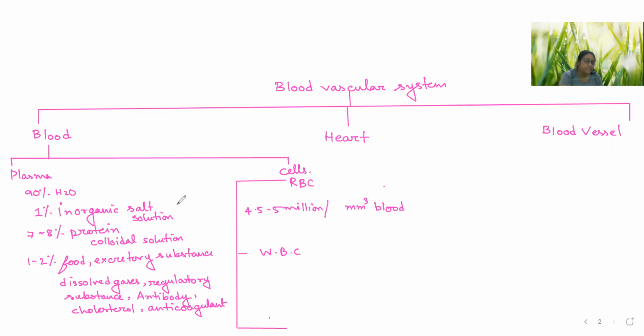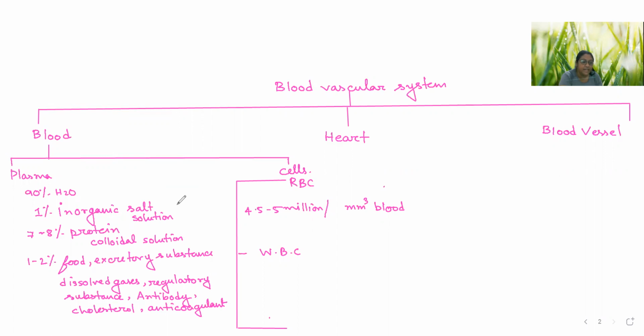So if there is an increase in WBC count, we call this leukocytosis, and if there is a decrease in WBC count, we call it leukopenia. Understood? So leukopenia is decrease and leukocytosis is increase. Is it clear? Ma'am, would you please repeat?